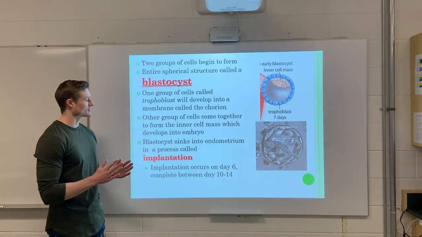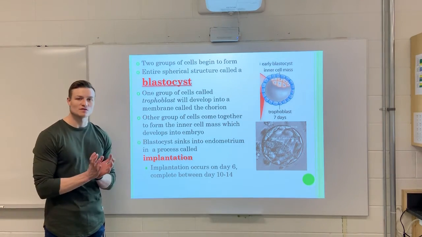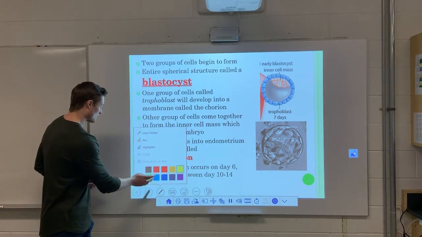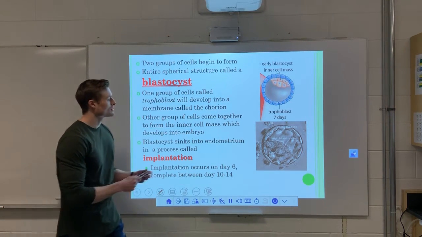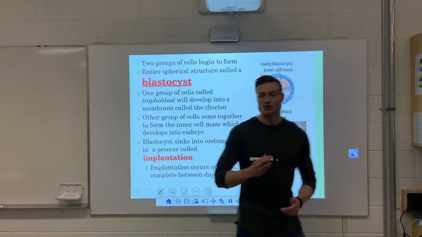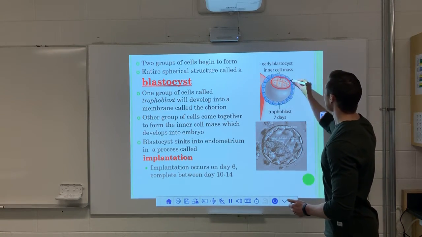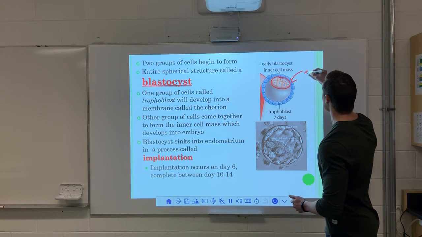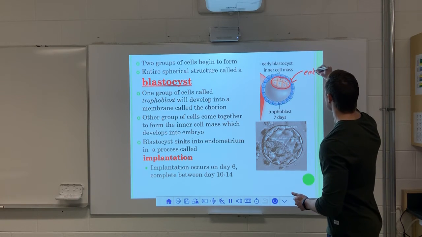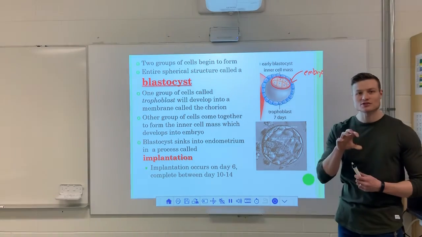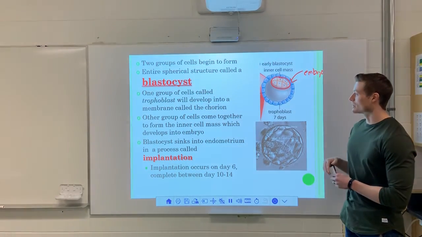The blastocyst will actually kind of shift in how it's made. So I'll show a couple things here for you. So this is a blastocyst right here. You'll notice that this is the inner cell mass. That's actually going to be the embryo. So that's the embryo right there, that inner cell mass, that is going to become the embryo.